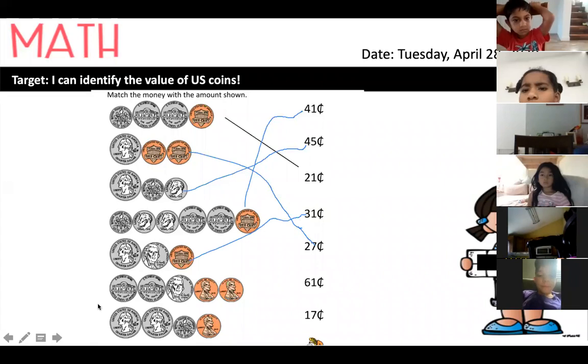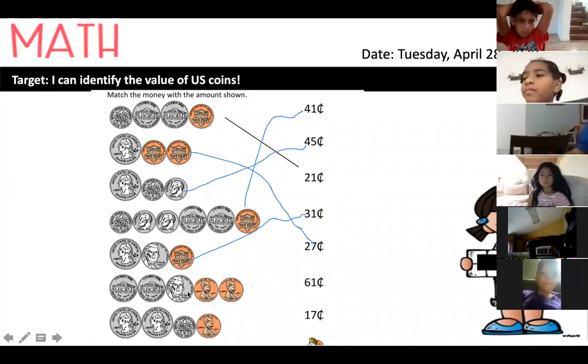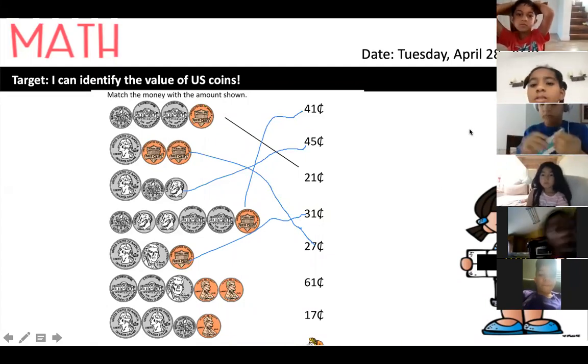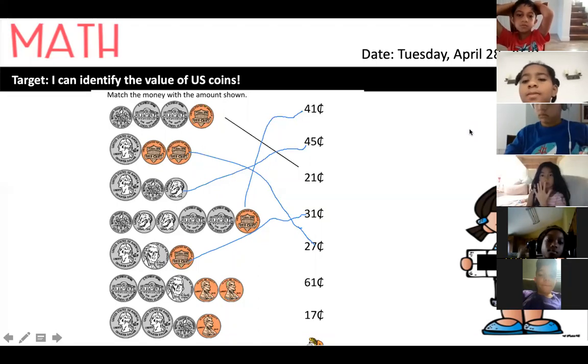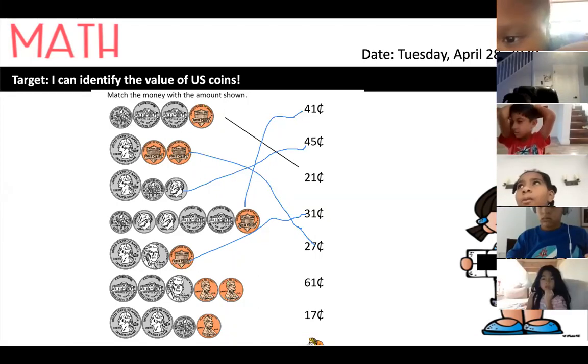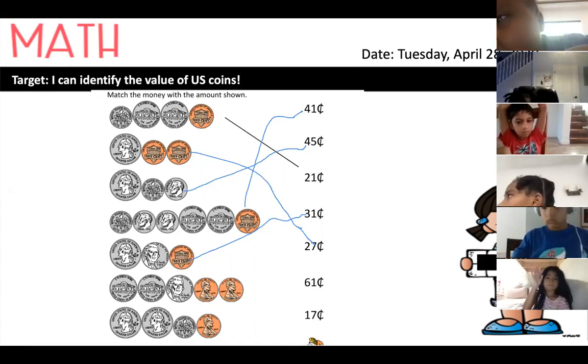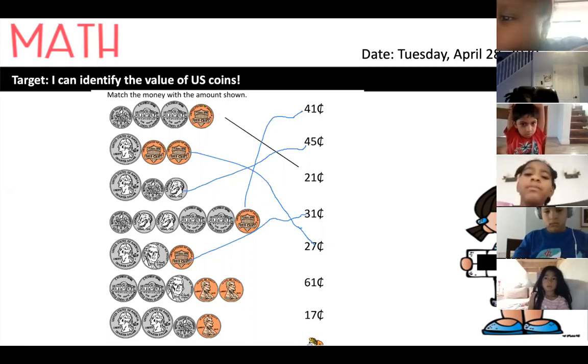So we have this collection, which is made up of 3 nickels and 2 pennies. Noah, do you want to give that one a try? We have 3 nickels and 2 pennies.